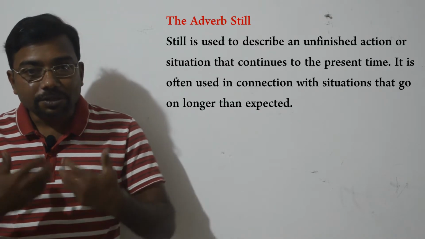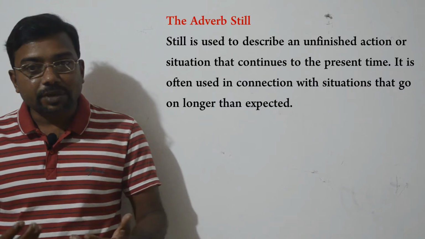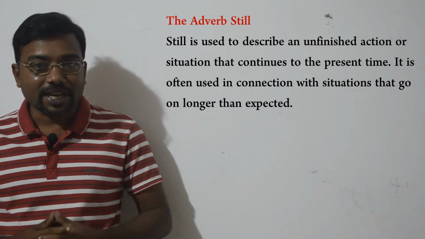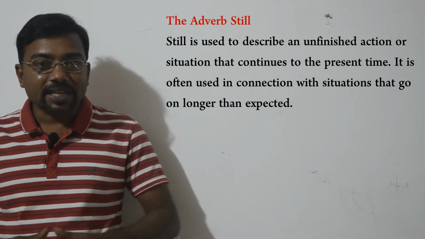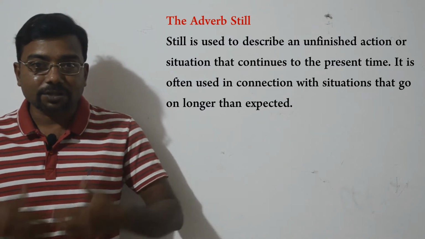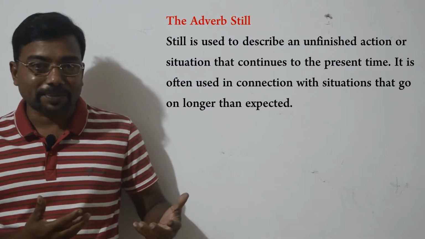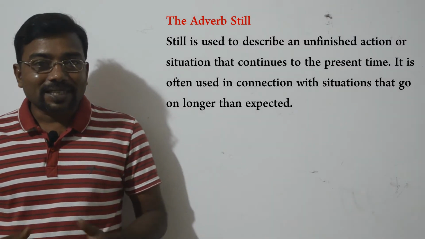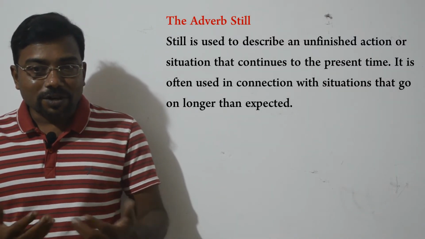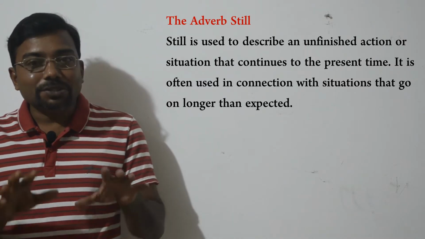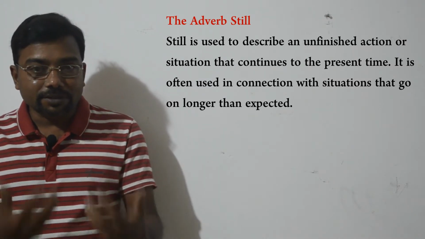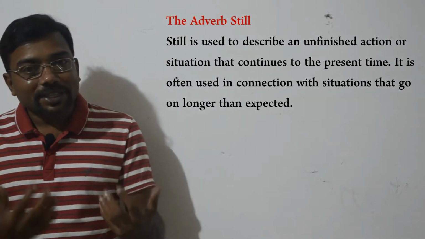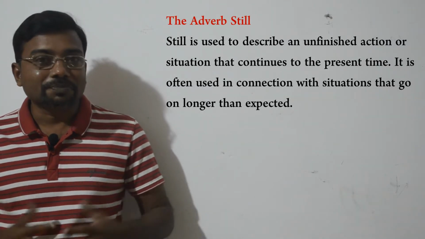Let's talk first about how to use the adverb still. Still can be used to indicate an unfinished action or situation that continues to the present time. It denotes that an action or situation hasn't completed yet. Sometimes this action or situation has continued longer than we expected. Simply said, still can refer to something that is ongoing. Remember, the adverb still usually stands before a verb to talk about an ongoing action or situation, but sometimes it can appear before an adjective too. Okay everyone, let's go through some examples to identify how to use the adverb still.